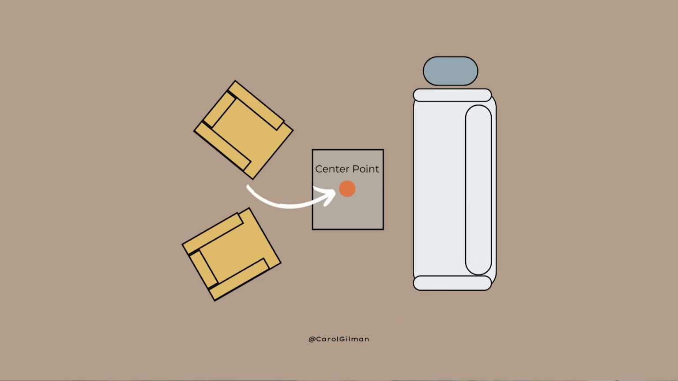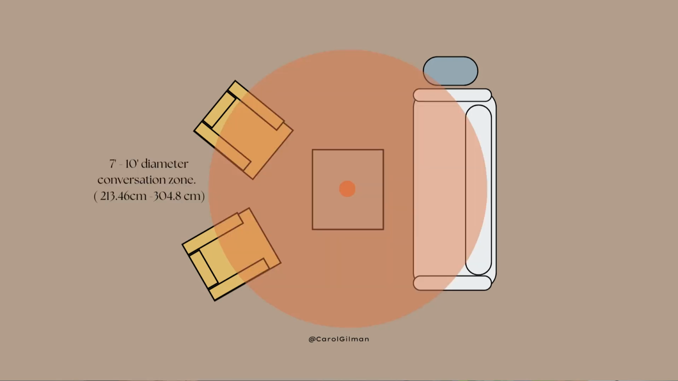And so what that means is if we were going to place a center point inside a grouping of furniture, a grouping of a conversation area, and create a 7-foot to 10-foot wide circle, we would want to have all those pieces of furniture at least touching parts of that circle. And that gives us the ideal situation where we can easily have a conversation.